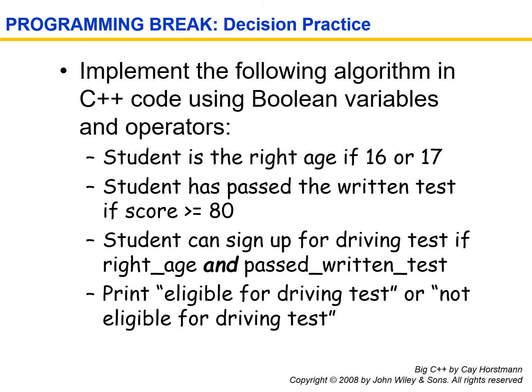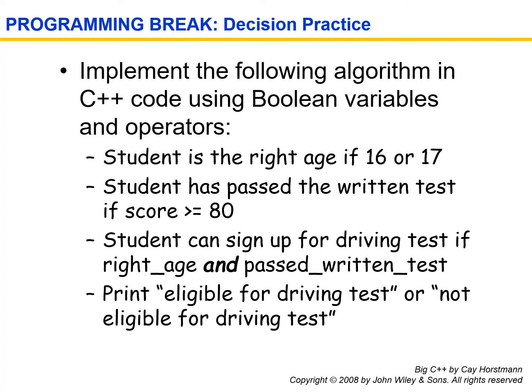Okay, and that brings us to our other programming break for this week. You're going to implement the following algorithm in C++ code using Boolean variables and operators. So you're going to have a Boolean variable that stores the value for student is the right age if they're 16 or 17. You're going to have a Boolean variable that stores whether the student has passed their written test if their score was greater than or equal to 80. So we're going to have the student input their age and input their test score. And then you're going to have a Boolean variable that says whether the student can sign up for the driving test. So maybe test allowed or something.